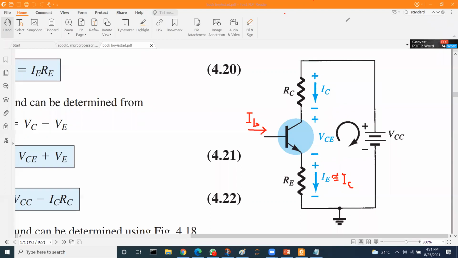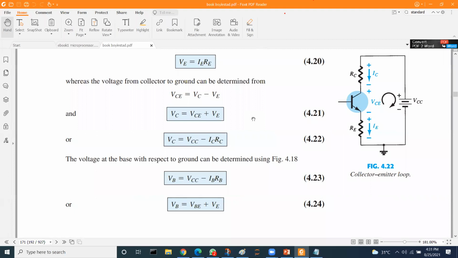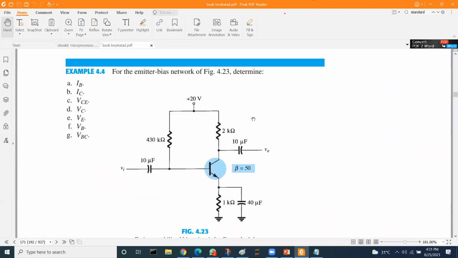Okay, so this is how the general circuit is analyzed. Now we move towards the example and learn how the circuit is solved.